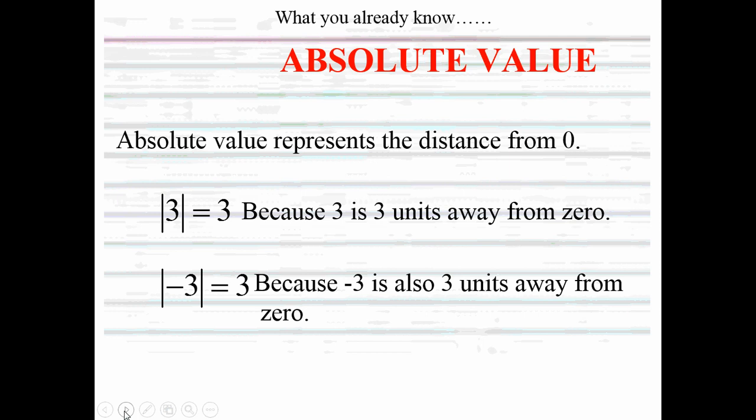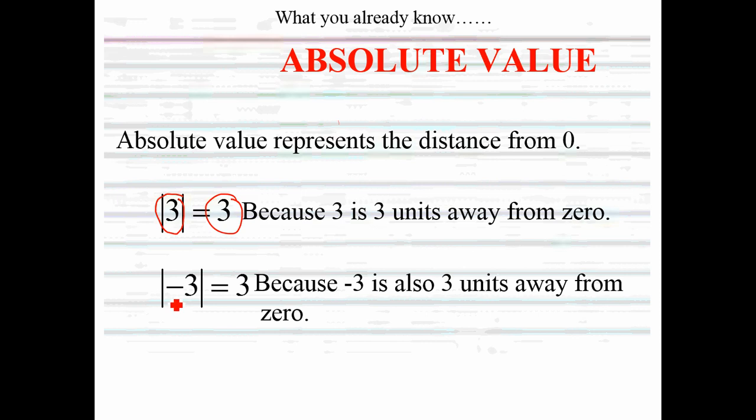So let's first talk about what you already know about absolute value. You don't need to write this part down, but you've already been told or are aware in your math career that absolute value represents a distance from zero. So the absolute value of a number, including this number 3 right here, if I were to take the absolute value of 3, what I'm asking myself is how far away from 0 is the number 3? And that would just be 3, because 3 is 3 units away from 0.